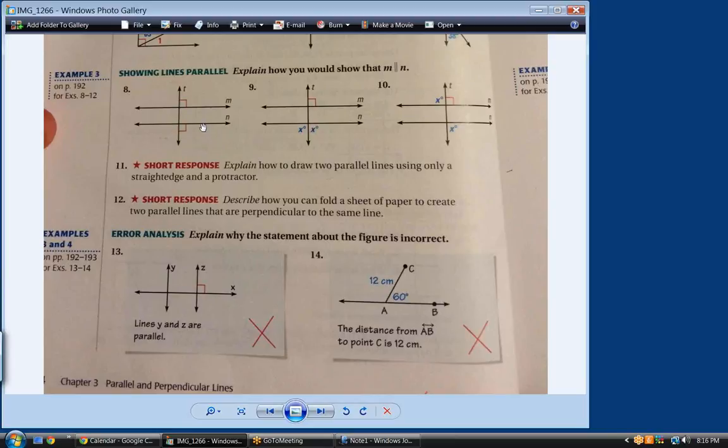So, how do we prove that M is parallel to N? M is parallel to N because M and N are both 90 degrees, which means they're linear, which means they both add up to 180 degrees. Let's see. Okay. I think they want the exact proof.